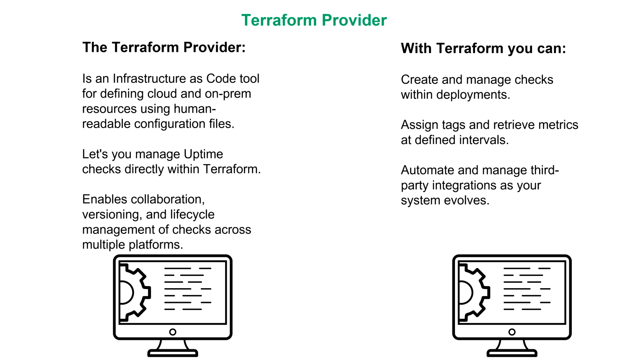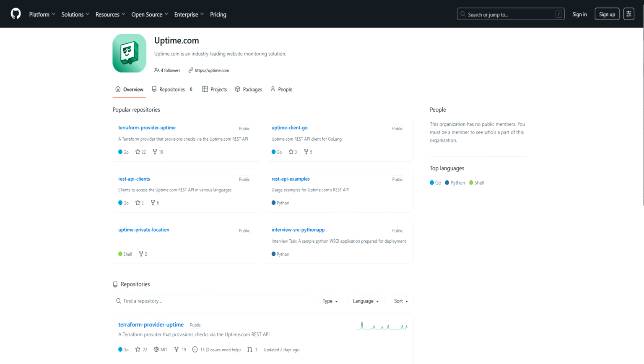To access the provider, simply navigate to the Uptime.com GitHub repository and then select the Uptime.com Terraform provider.